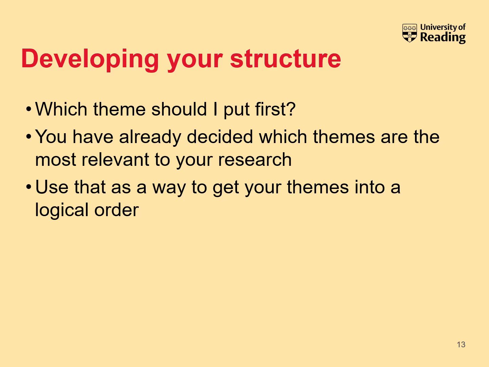So next, we have to consider which theme we want to put first. You've already grouped your themes together and you've already thought about which ones are the most relevant to your study. So use that work that you've already done to help you decide which theme to discuss first. And if you're struggling with this, it can be useful to think about the structure of a literature review, kind of like an upside down triangle. And I'm going to try and show you what I mean on the next slide.